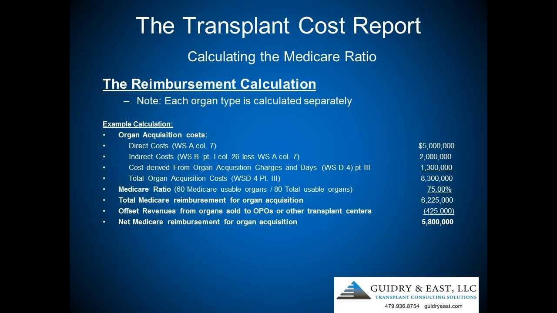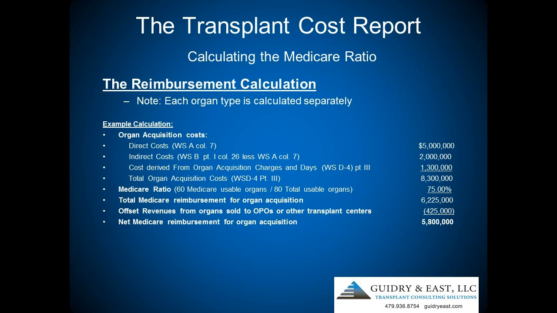To the direct costs, you would add the indirect costs, which essentially is the cost for all your non-revenue producing cost centers being allocated to your revenue producing cost centers utilizing statistical allocation bases that are found on worksheet B-1. The dollars related to the worksheet B-1 allocations are found on worksheet B part 1.